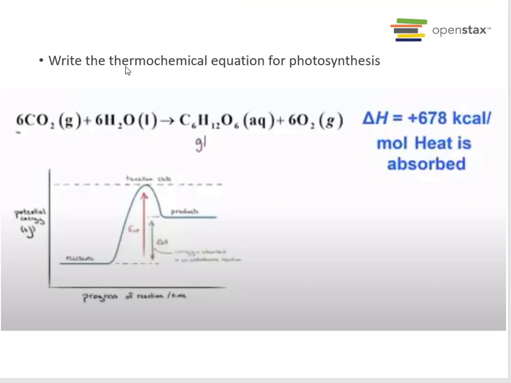Let's look at another one. The thermochemical equation for photosynthesis. So for photosynthesis, I'm going to have 6 moles of carbon dioxide gas plus 6 moles of liquid water, and that's going to combine to create my glucose, which is C6H12O6 aqueous, plus 6 moles of oxygen gas. And the delta H for this thermochemical equation is plus 678 kilocalories per mole. So heat is absorbed.